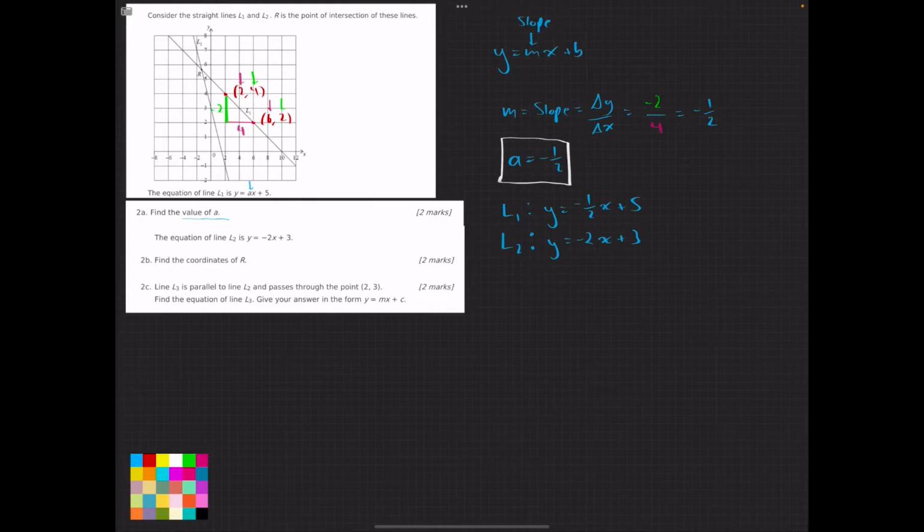Find the coordinates of R. R is this point right here, and it's the point where they meet. So what do we want to find out? We want to find out when L1 is equal to L2, or I guess maybe more familiar, this is y1, this is y2. We want to know when y1 is equal to y2. So if we know that y1 is equal to -1/2 x plus 5, and we know the value of y2, we just set them equal to one another. -1/2 x plus 5 equals -2x plus 3.